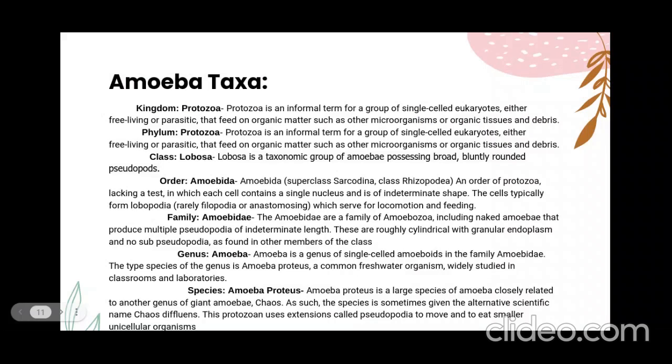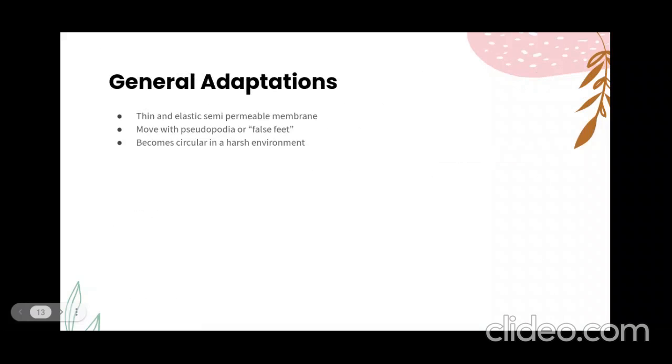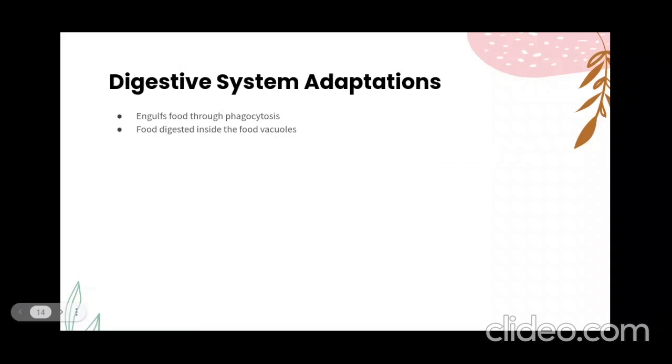This is the amoeba taxa. This is the amoeba niche, habitat, and feeding relationships. These are the general adaptations of the amoeba. These are the digestive system adaptations.